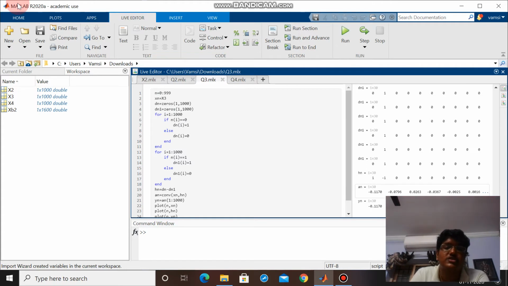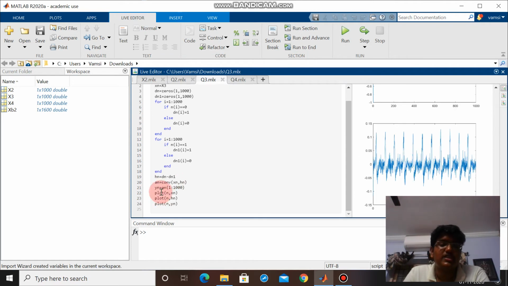And again, by similar logic as in question number 1, I have taken n from 0 to 999, so it contains 1000 elements, and again the input signal is given as x3, and again dn and dn1 are created for delta of n and delta of n minus 1 respectively, and the impulse response is given as delta of n minus delta of n minus 1 for the third system. And again by convolution, an is the convolution of xn and hn, and yn will have an from 1 to 1000. And again I have plotted the functions.